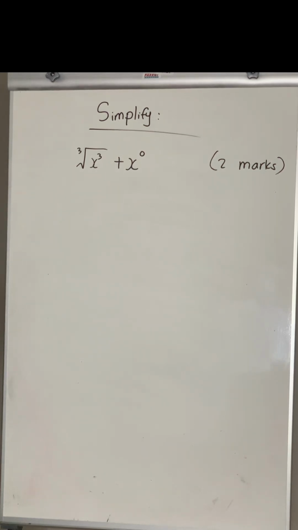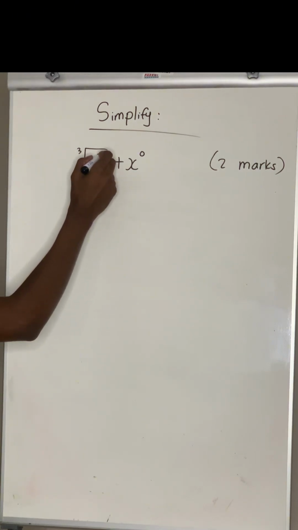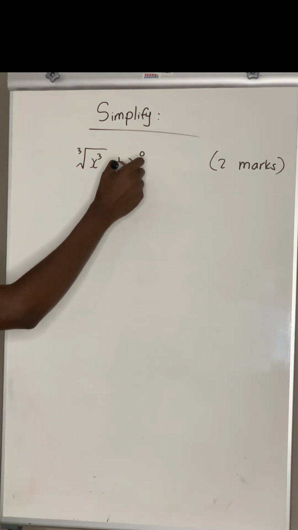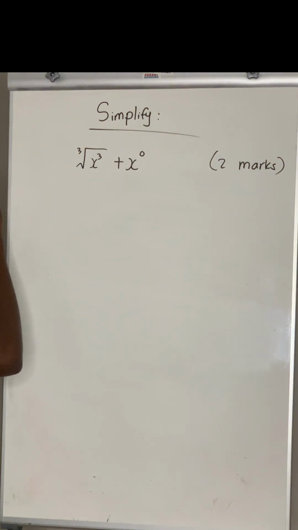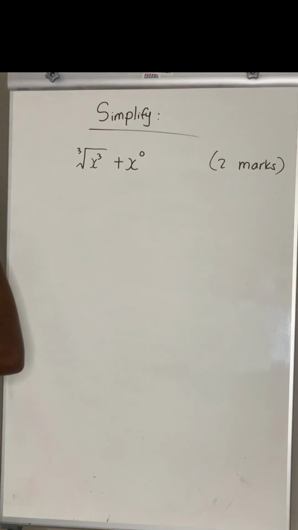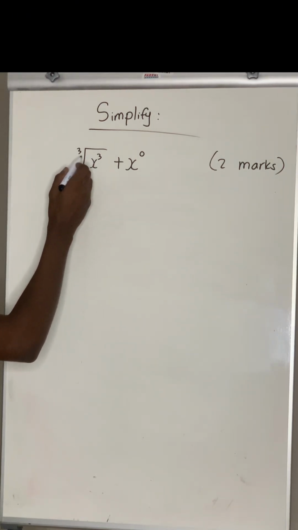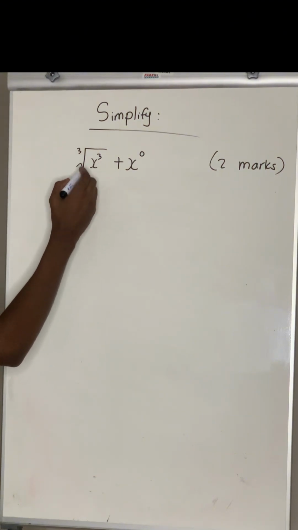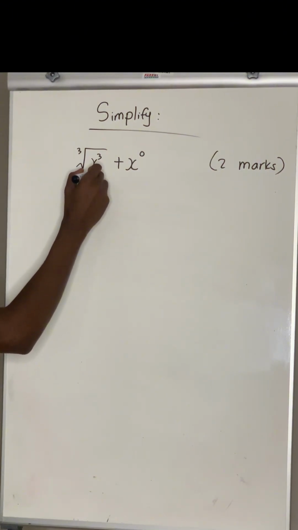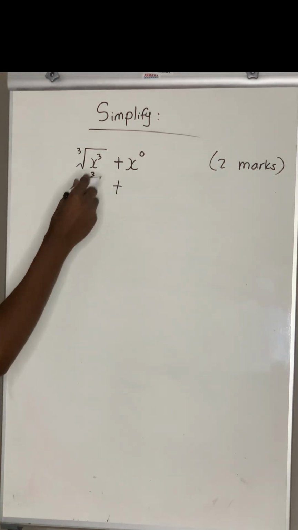So let us simplify this for 2 marks. The cube root of x cubed, plus x exponent 0. Now we can see over here that there's a cube root and there's an exponent of 3. What you should take into consideration is that these two are going to cancel each other out. How? This is basically the same as saying x exponent 3 divided by this 3 over here. And then plus x exponent 0.